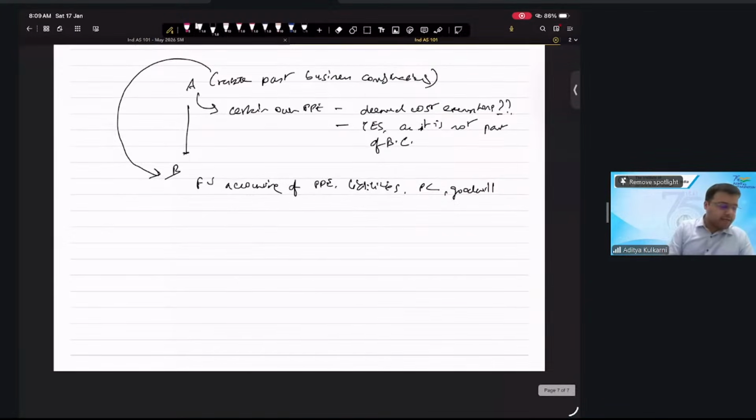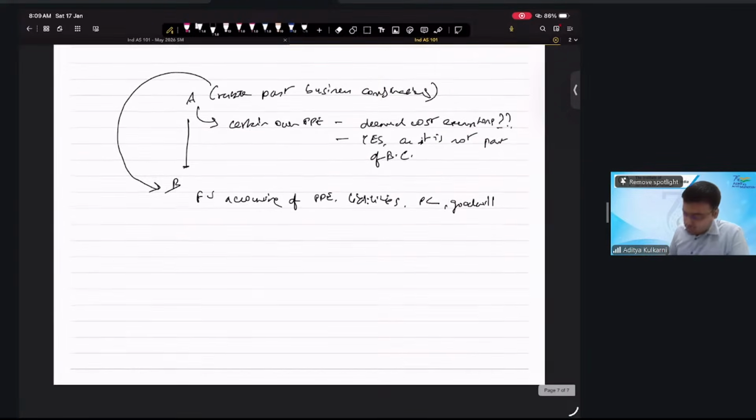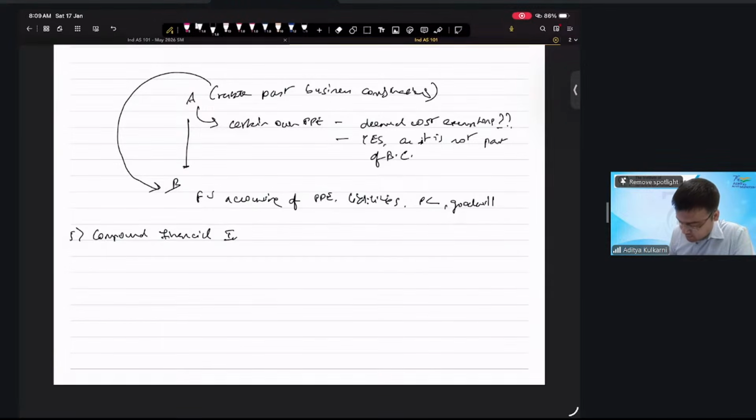Okay, so those items were about business combinations. We then move on to compound financial instruments. Okay, compound financial instruments. So far, what are the special items that we have covered?